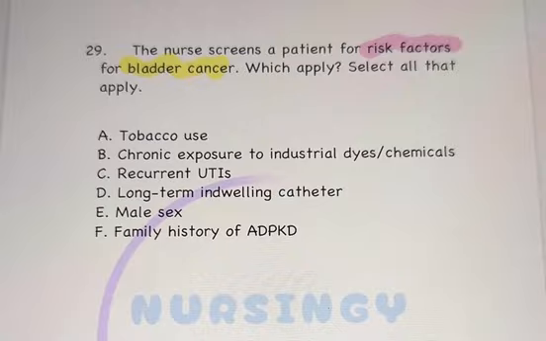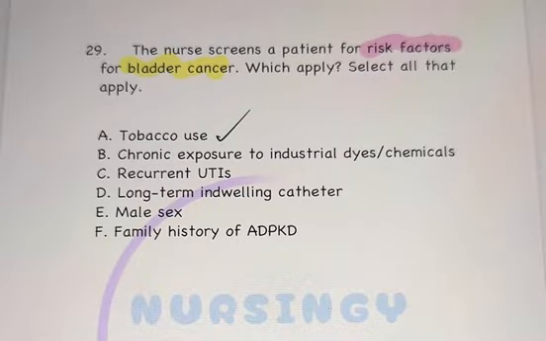What about tobacco use, A? Is smoking a risk factor of cancer? Yes. So smoking is a risk factor of cancer regardless of where. So tobacco is yes. It is number 1.